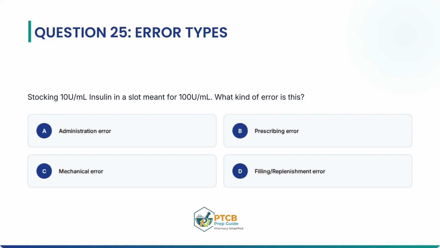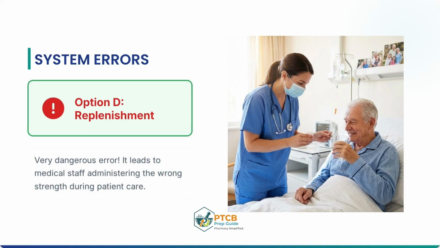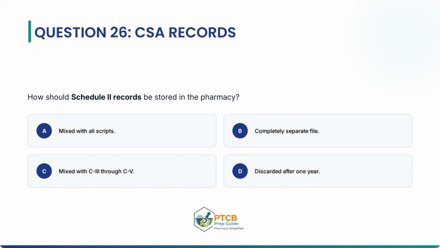Option A, administration error. Option B, prescribing error. Option C, mechanical error. Or option D, filling or replenishment error. The answer is option D. It is a replenishment error. This is very dangerous because it could lead to a nurse or doctor administering the wrong strength to a patient later on. Now for question number 26.